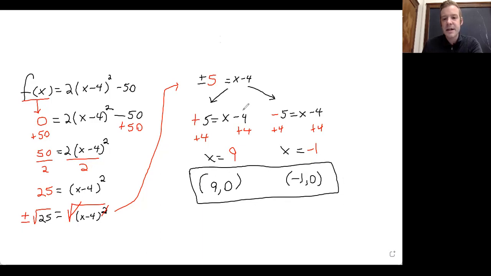Let's take a look at a second example that has a little bit more going on with it. So in this case, we have f of x equals negative 3 parentheses x plus 1 squared plus 54. So just like before, I want to start by turning the f of x into 0 so that we have something we can actually solve.